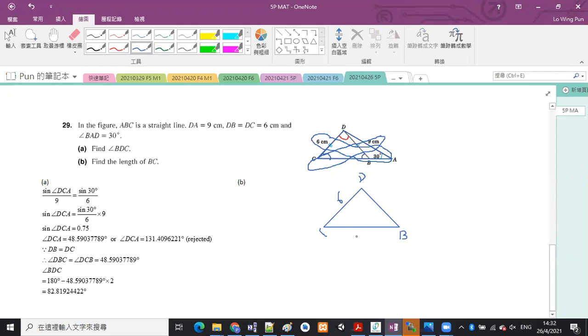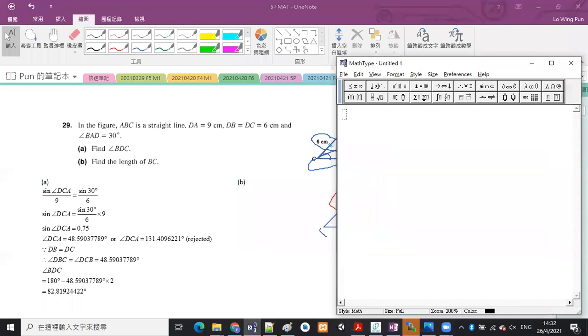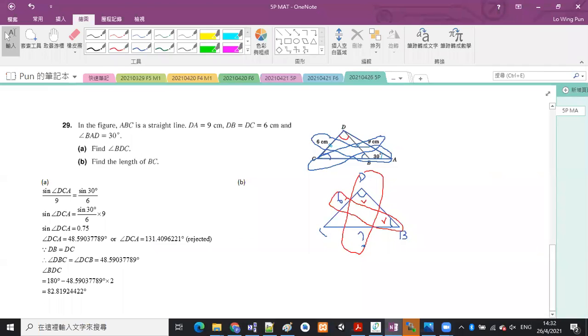Sorry. We want to find CB. And we have already found angle D. And we have this angle also, right? So this is known. This is known. And then we have one known pair of corresponding length and angle. And we have another pair with the unknown. So BC over sine angle BDC.